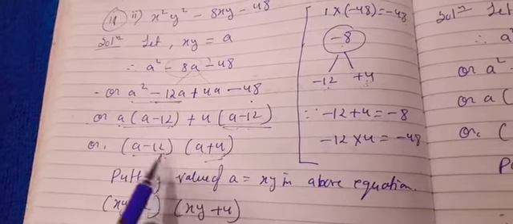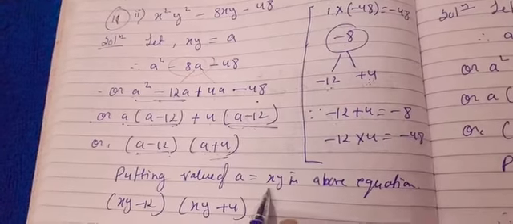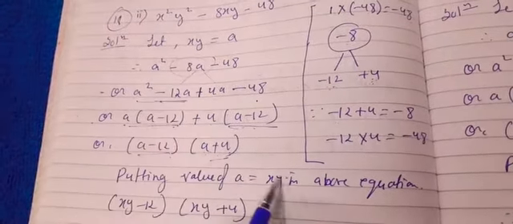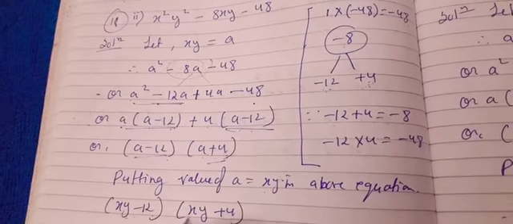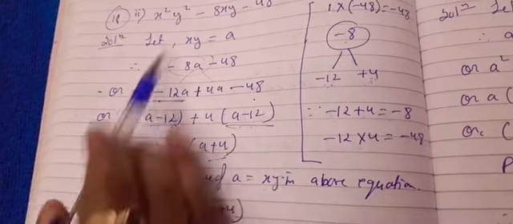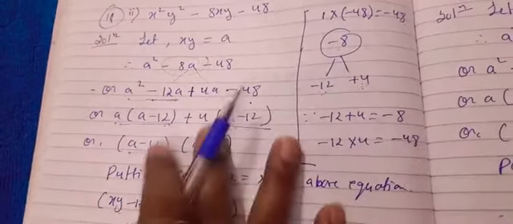Now we will put the value of a, which was equal to xy, back in its place. So now we have xy minus 12 and xy plus 4. These are the two factors of your algebraic expression. Now see question number 12, second.